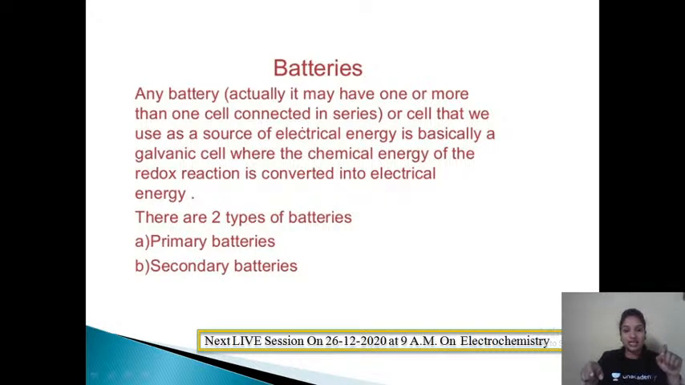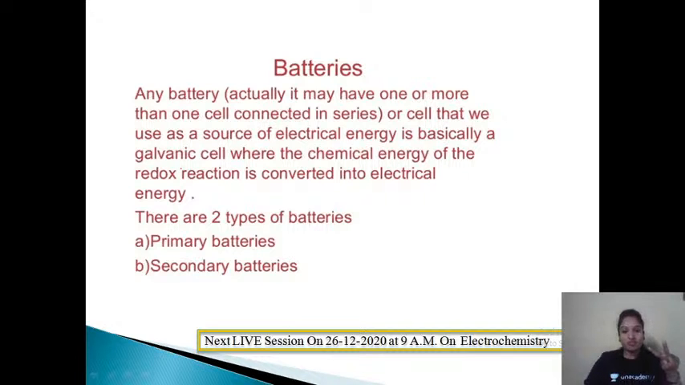For example, if you take the Daniel cell, zinc and copper react: Zn plus Cu2+ gives Zn2+ plus Cu. So reduction and oxidation both are taking place. During this redox reaction, the chemical energy is released. This chemical energy is converted into electrical energy by an electrical device called a battery. So that is the definition of a battery: a device which converts chemical energy into electrical energy, and this chemical energy is obtained from redox reactions.